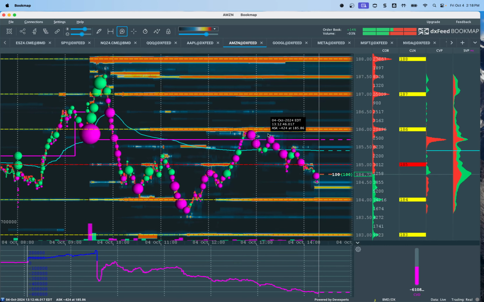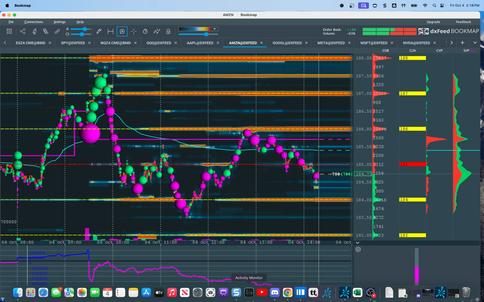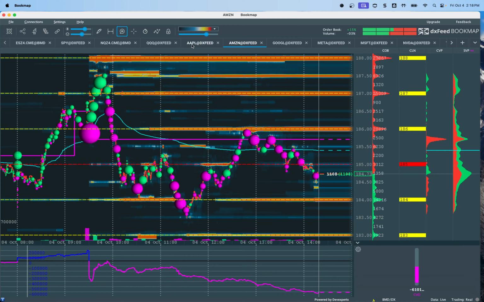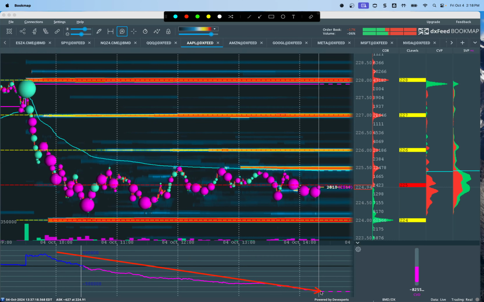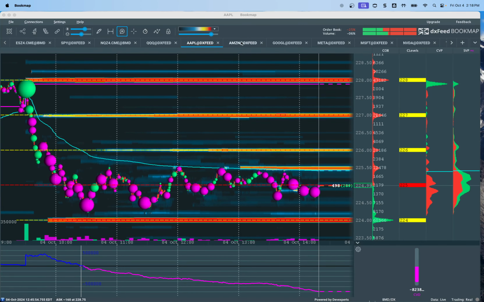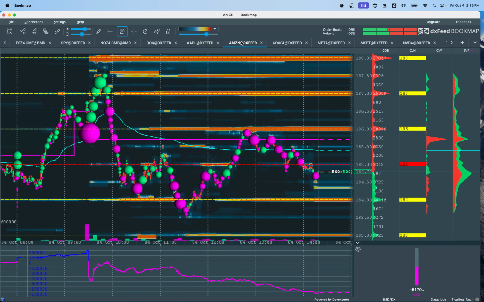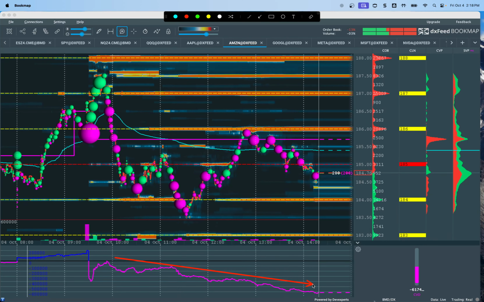Next, let's take a look at Amazon. Let's see what options traders are doing. And just like Apple, there are a lot of aggressive sellers today. Cumulative volume delta has been falling all day, shifting from positive to negative cumulative volume delta. And again, back to Amazon, cumulative volume delta also falling all day.